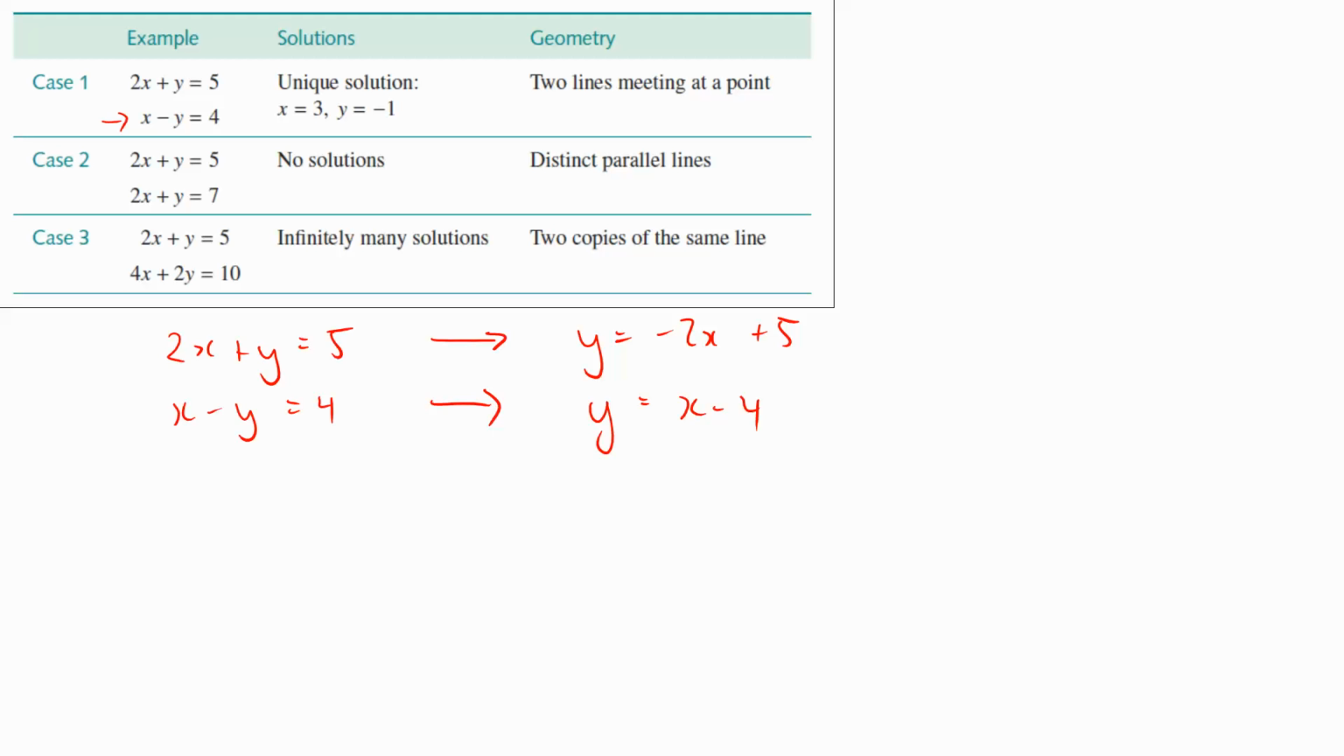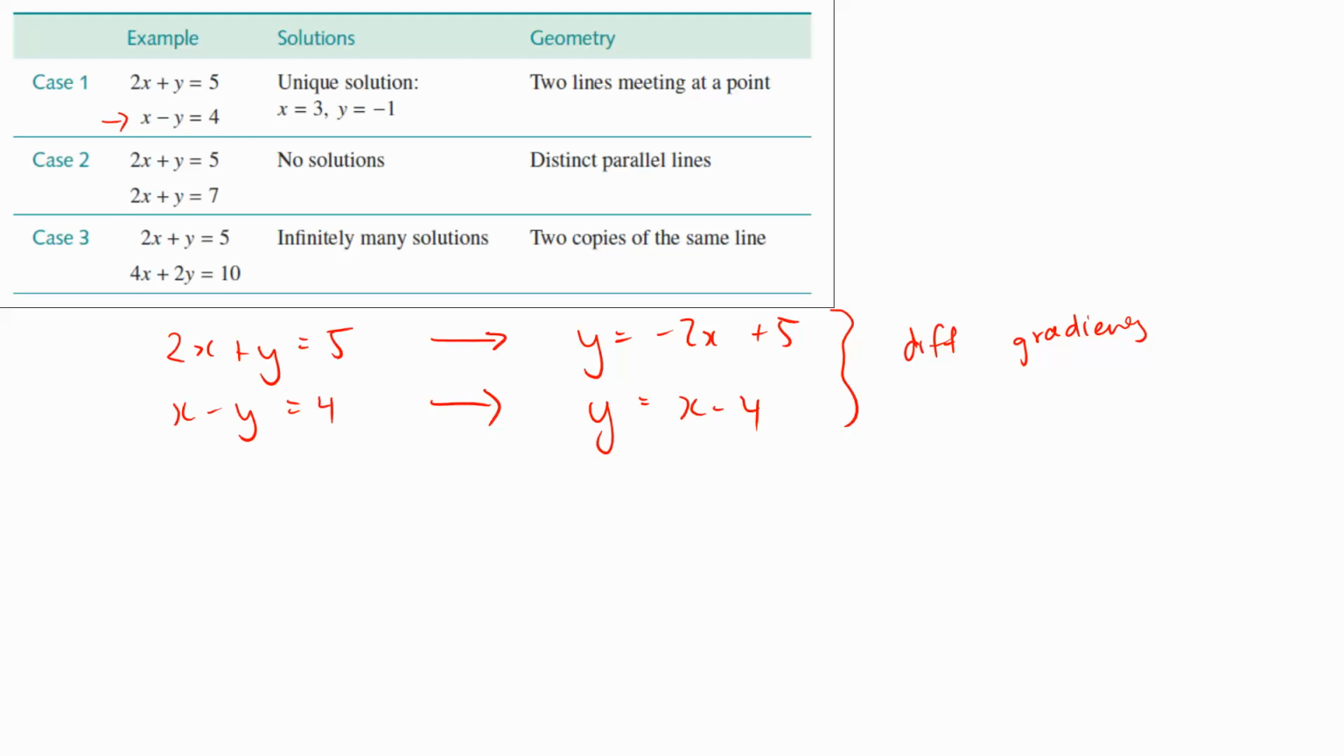If they have a different gradient, obviously they're going to intersect. That's the only thing that you require for it to intersect. If they have different gradients, they're not parallel. Neither could they be the same line. So that's the first step, to understand when you will have a unique solution: different gradients.